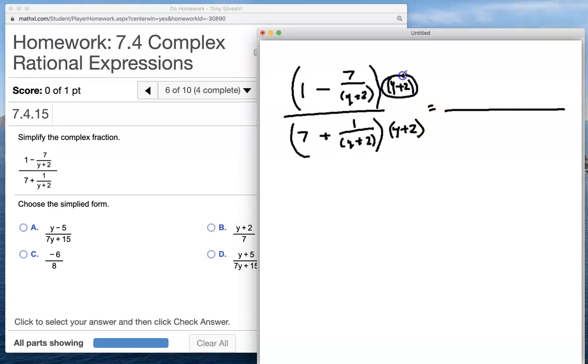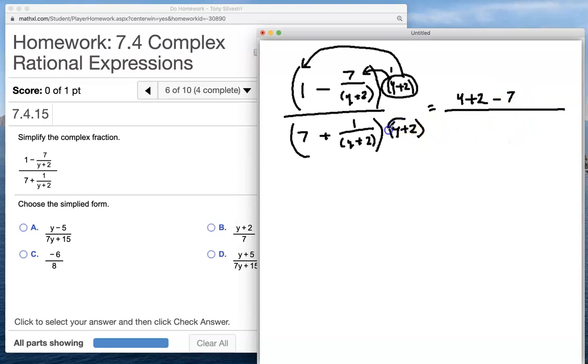Circle, point, boom. Focus your eyes on those 2. 1 times that bundle is simply y plus 2. Okay, copy the minus. Circle and point. Now what's that equal to? The y plus 2's will cancel. Those factors cancel. When they cancel, it leaves you with 1. 1 times 7 is 7.